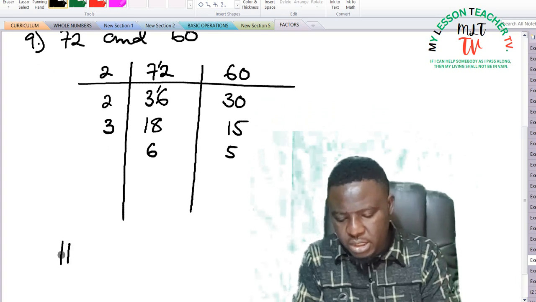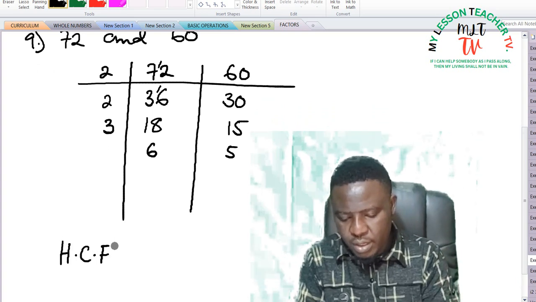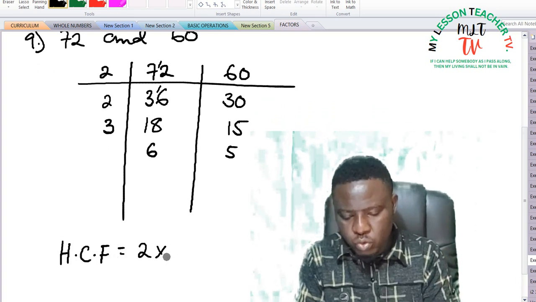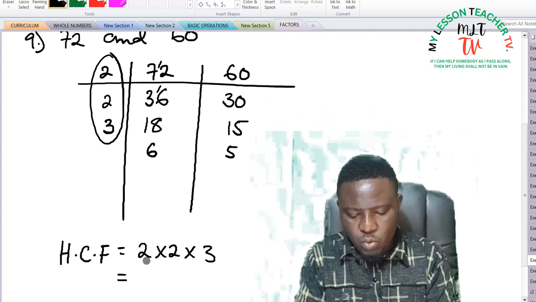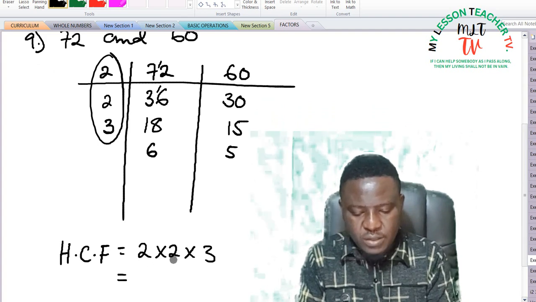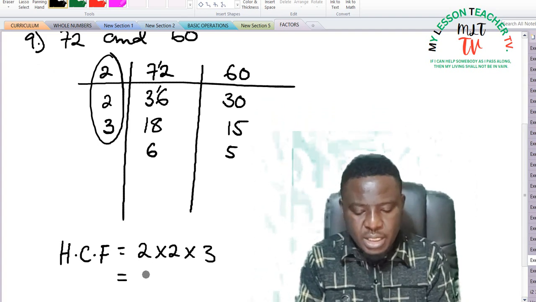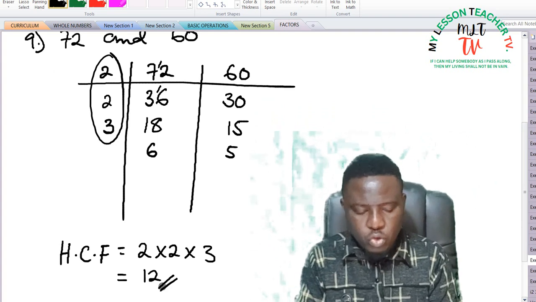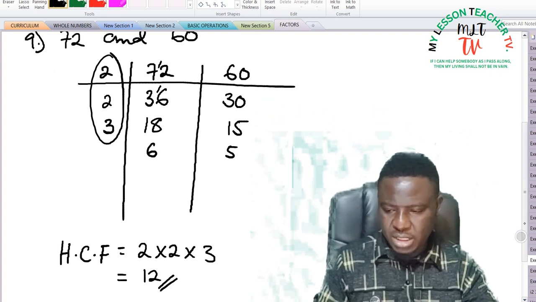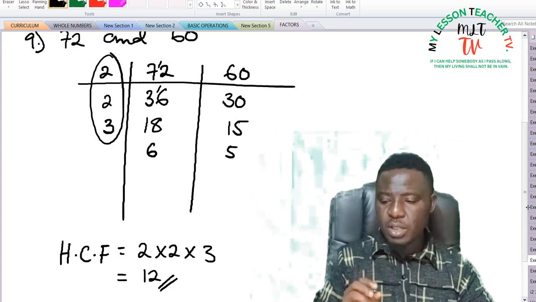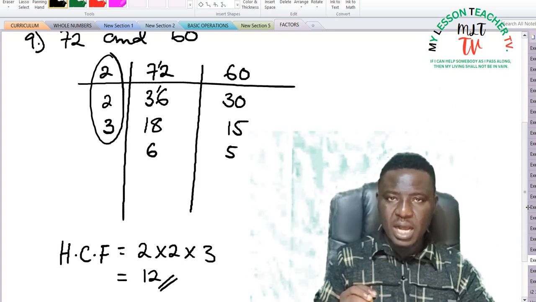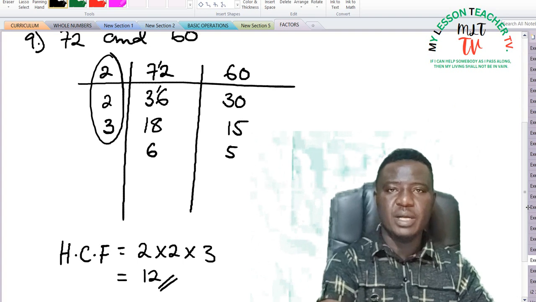So our HCF is equal to 2 times 2 times 3. That is all the prime factors that have been used. And this is equal to 2 times 2 is 4. 4 times 3 is 12. So 12 is our HCF, meaning that 12 is the highest common factor that can divide 72 and 60 without a remainder.